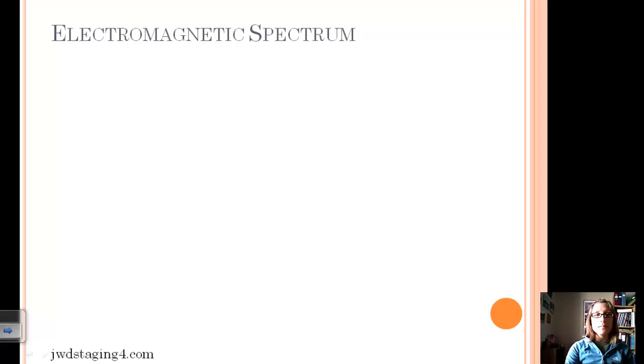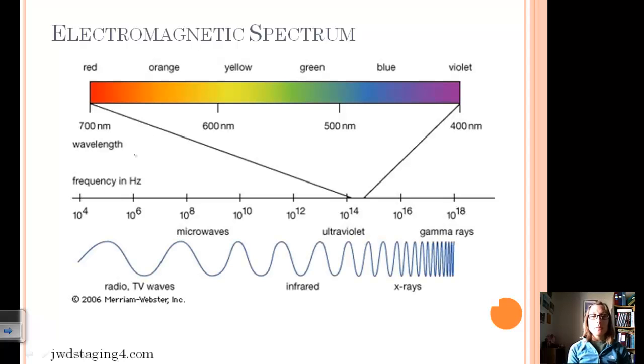Okay, so here's a picture of the electromagnetic spectrum. Down here you can see we have radio waves and TV waves, and their wavelength is very long. Their frequency is also very small. Then we've got microwaves, infrared, which is like a heat lamp, and then here's our ultraviolet. But before we get to ultraviolet, we've got visible light. It goes right about there.